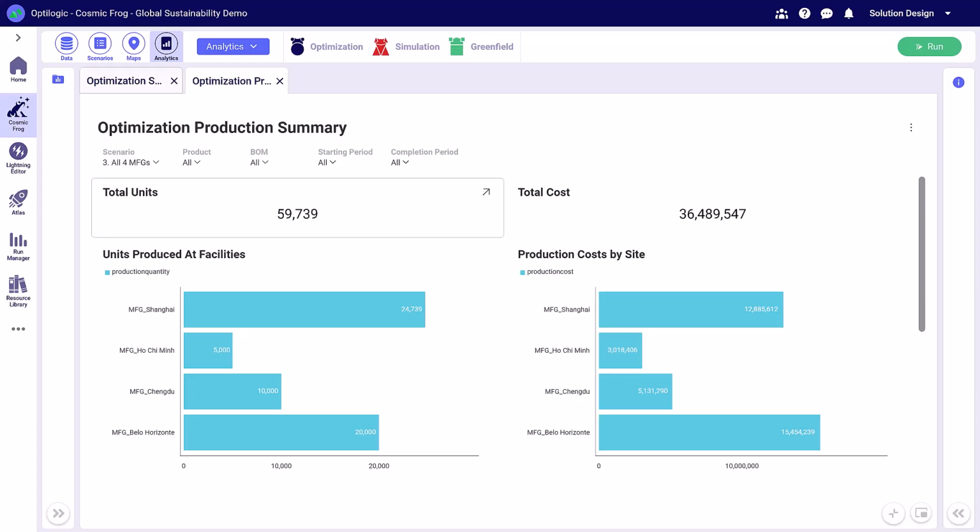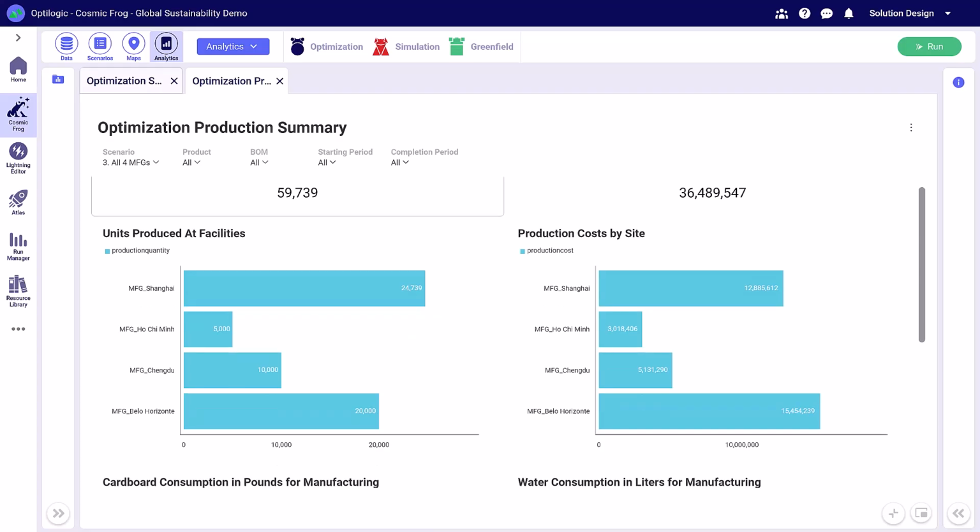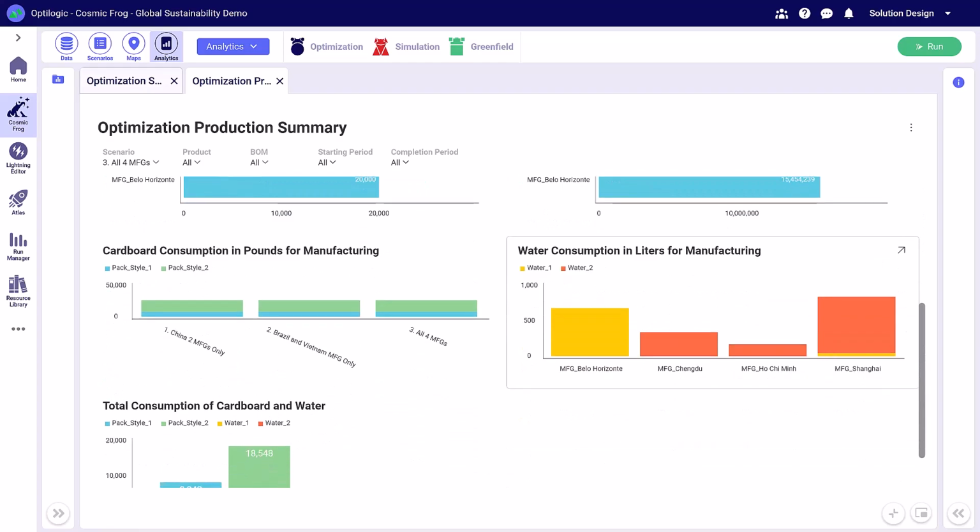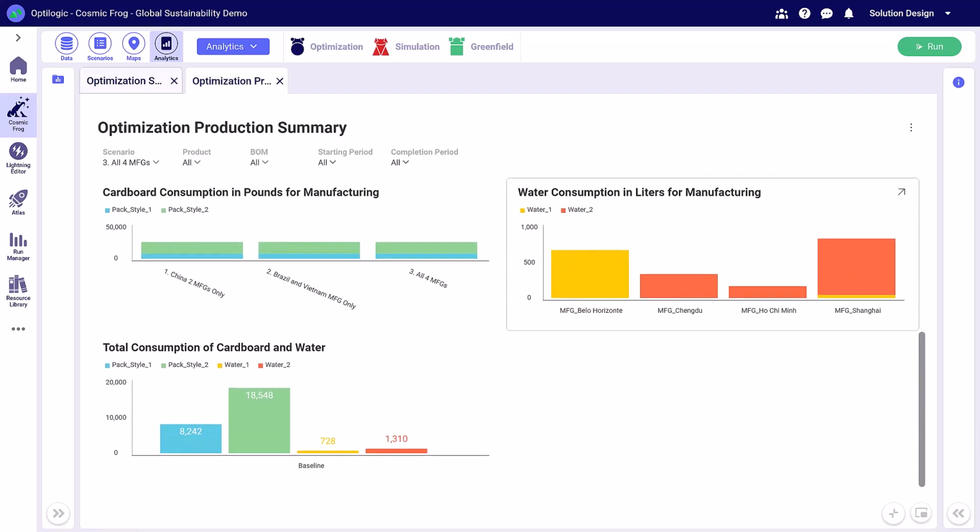Next, we can dive deeper into the production summary. Here we can see the number of units produced at each plant and the production costs. We can also learn about the consumption of cardboard packaging and water in the production process. We can look at total consumption of cardboard and water.